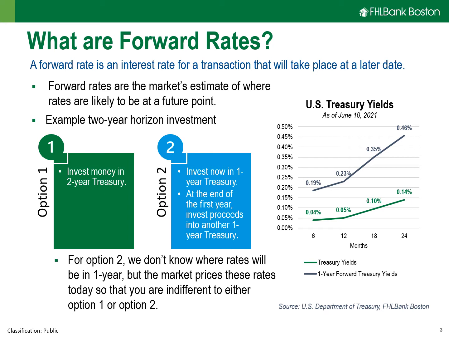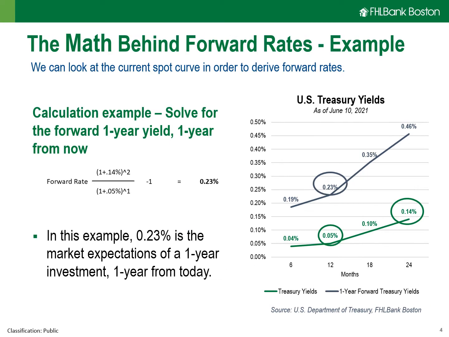And we're going to go into the math a little bit on the next slide. So we're going to briefly discuss the math behind forward rates here. If you remember from the prior slide, we had the example of two options: you go out to 2 years and invest at 14 basis points, or option 2, invest 1 year at 5 basis points, and then another year after that.